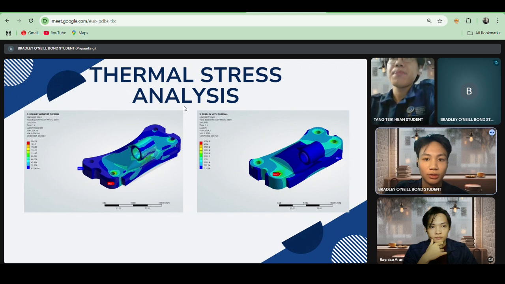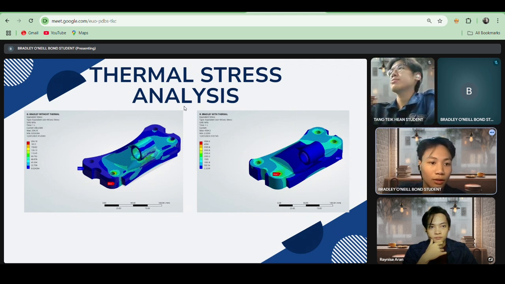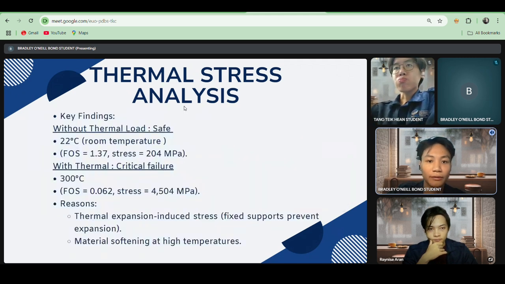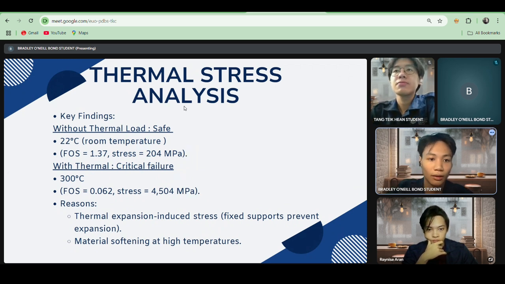This is the thermal stress analysis, where we test it with thermal and without thermal. The key finding here is that without the thermal, our model was safe. The bracket, at a room temperature of 22 degrees Celsius and without the thermal, has an FOS of 1.37, and the stress was 204 megapascal.